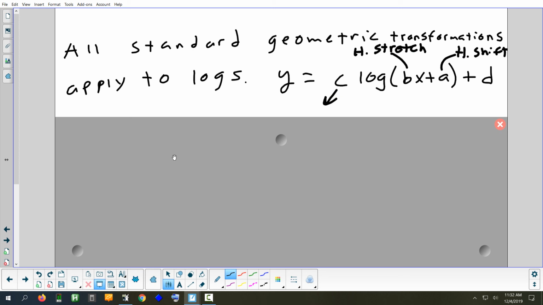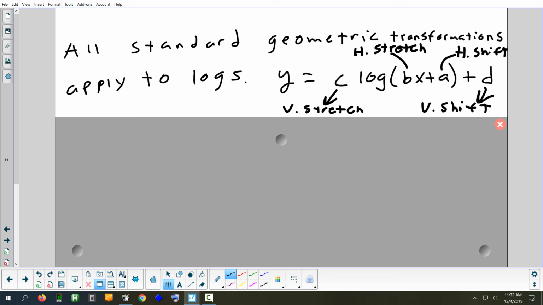So what about C? It's multiplying, Eric? Vertical stretch. And it's outside, so there's your vertical stretch. That's adding, so it's a shift, but it's outside the log, so that's a vertical shift.